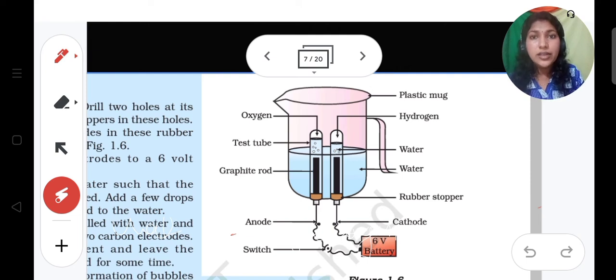We know that water contains hydrogen and oxygen because the chemical formula of water is H2O, right?